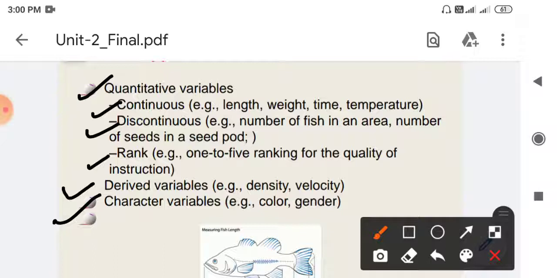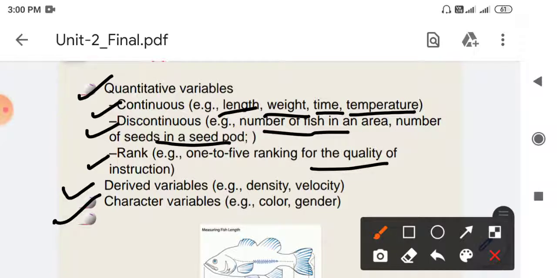Continuous variables are like length, weight, time, temperature. We get a range of that particular variable, meaning length has certain values, suppose from 0 to 5 centimeters, and within that range only we are going to get the observed values. Then there is discontinuity. Examples are the number of fish in a given area or the number of seeds in the seed pods. Now ranking is based upon the quality of our obtained result.